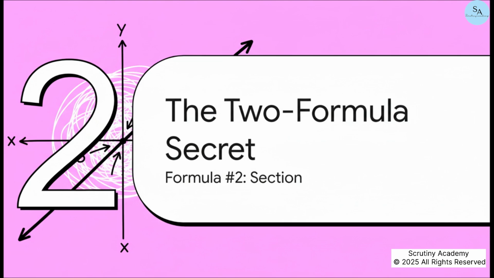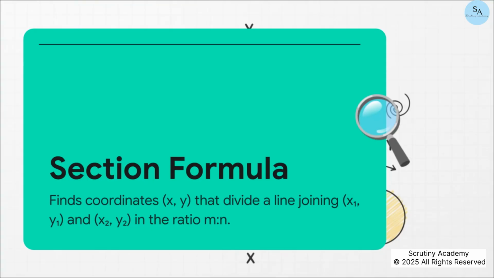If the distance formula answers the question, how long, the section formula answers the question, where. It helps us find the exact coordinates of a point that splits a line into a specific ratio. Okay, I know this one looks a bit intimidating, but trust me, there's a really simple pattern here. It's all about a crisscross pattern.